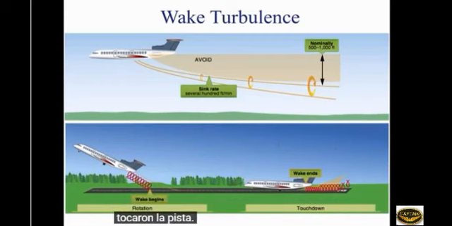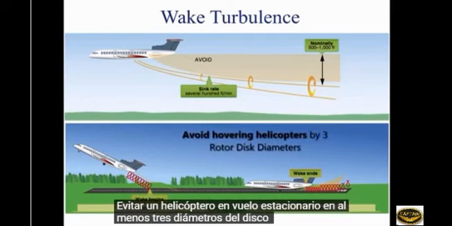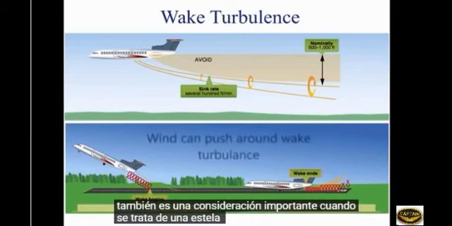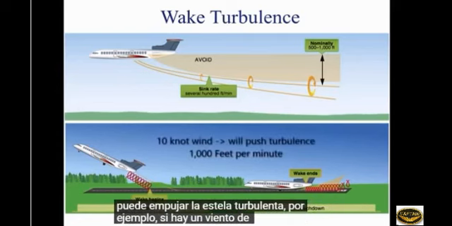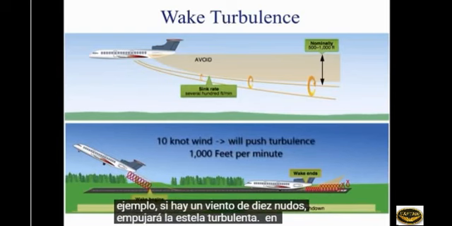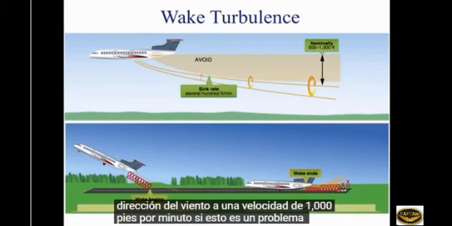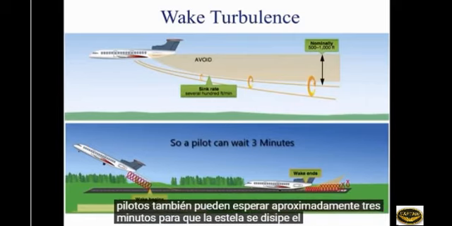A hovering helicopter generates a downwash from its main rotors similar to the vortices of an airplane. Pilots of small aircraft should avoid a hovering helicopter by at least 3 rotor disc diameters to avoid the effects of this downwash. Wind is also an important consideration when dealing with wake turbulence, because it can push around wake turbulence. For example, if there's a 10-knot wind, it will push the wake turbulence in the direction of the wind at a rate of 1,000 feet per minute. If this is a problem, pilots may also wait approximately 3 minutes for the wake to dissipate.